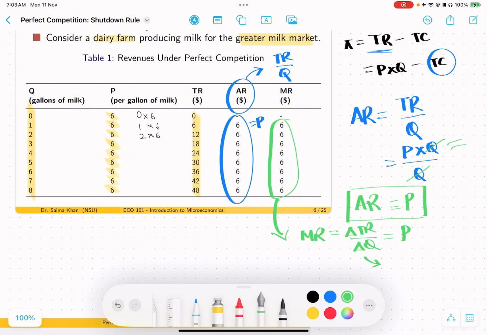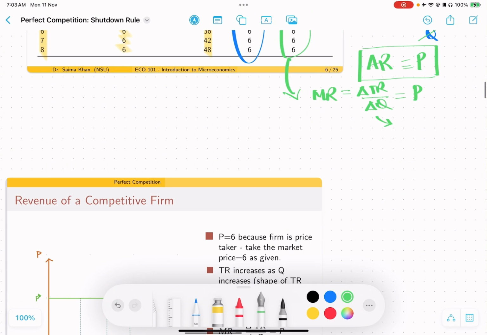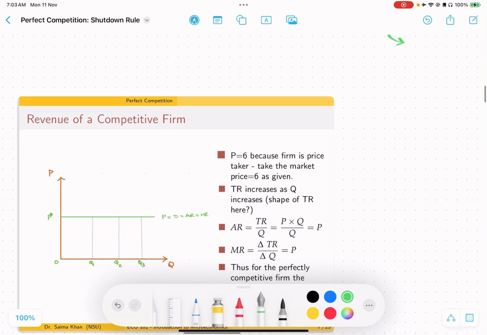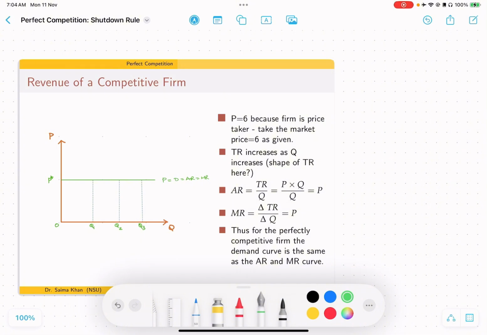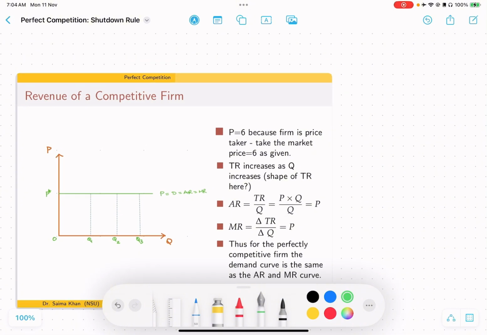Okay, now let's move on to the graphical analysis. So what's interesting is, because we found that the AR is always 6, the marginal revenue is always 6, right? The price is 6. And we found out previously that the demand curve actually comes from the firm being a price taker. So actually it takes the market price as given and just can sell everything at that particular price.